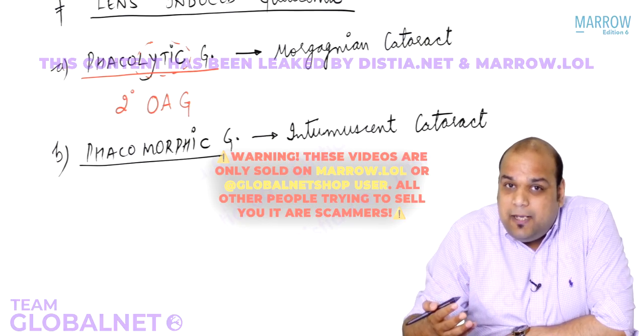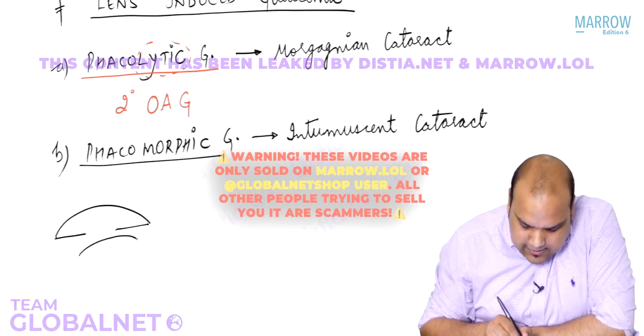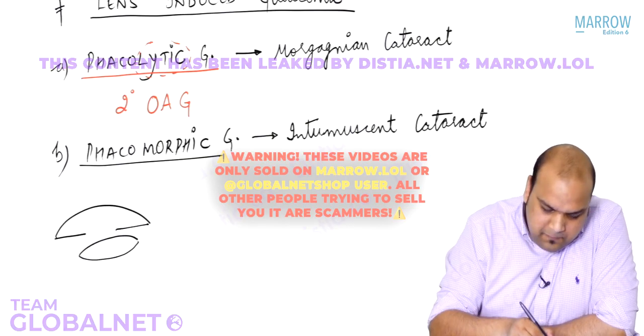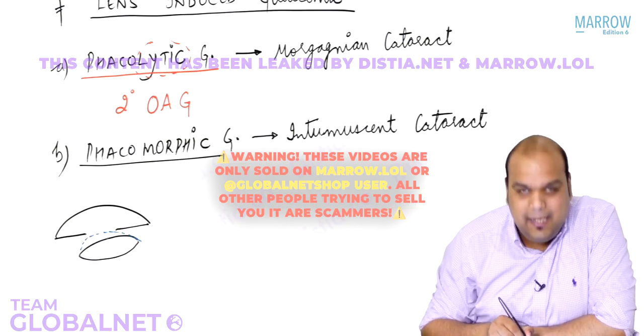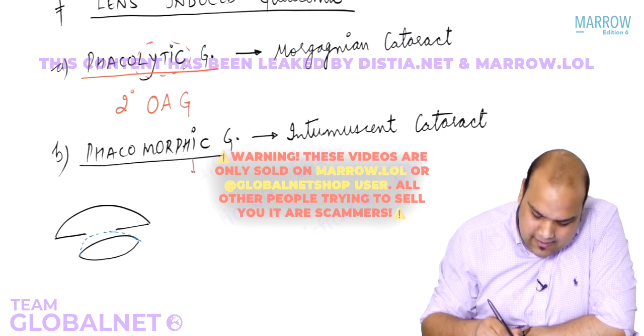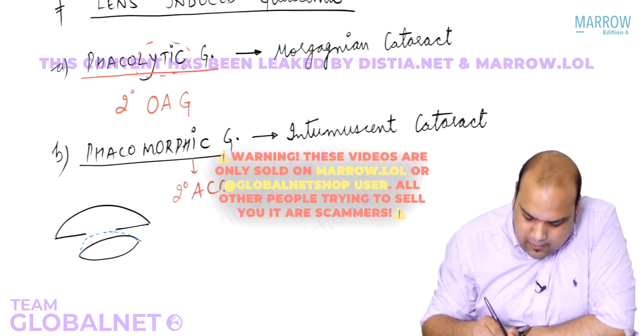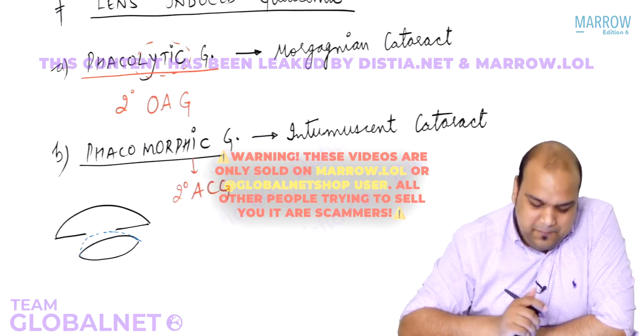So when the lens becomes swollen, what will it do, everybody? The swollen lens, everybody, this is the normal lens. The swollen lens will start to touch my pupil. Thus, it will become the same as secondary angle closure glaucoma. Yes, apposition between pupillary margin and lens.